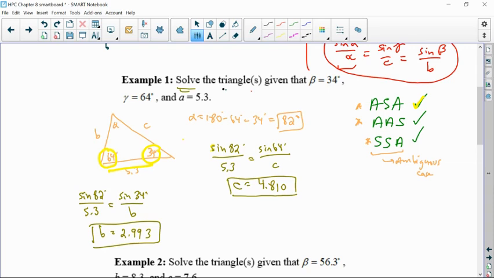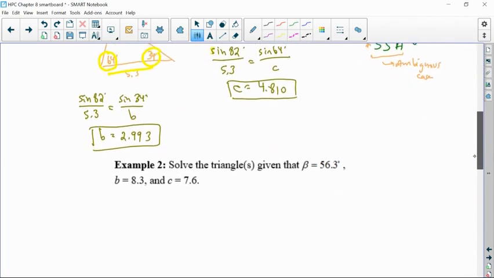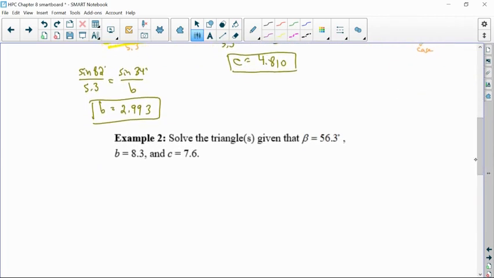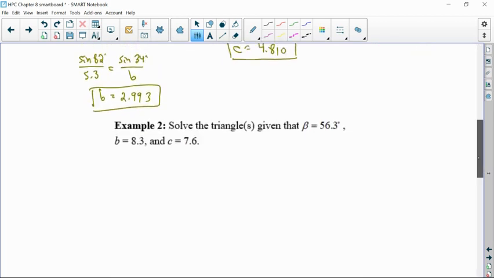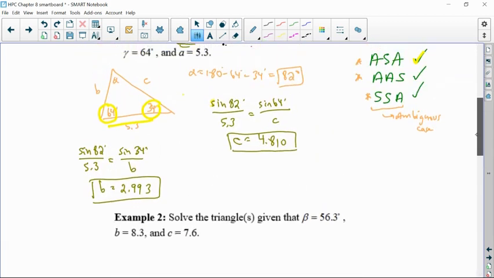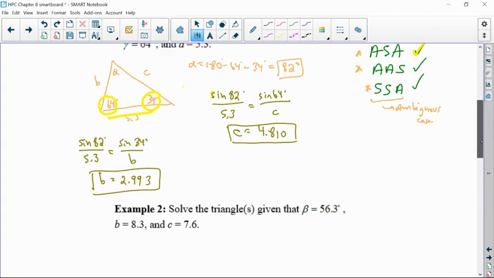Okay. Let's do another example here. We'll take a look here. It's giving us beta and a B and a C. So it's an angle and 2 sides. So I have to be sort of careful because if this angle and 2 sides forms a side-side angle, there's a possibility that in this ambiguous case, there might be 0 triangles, 1 triangle, or 2 triangles. So we're going to take a look at that.